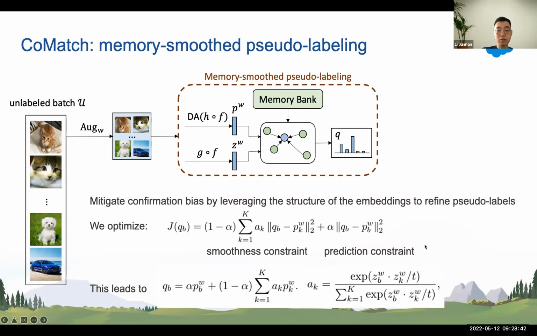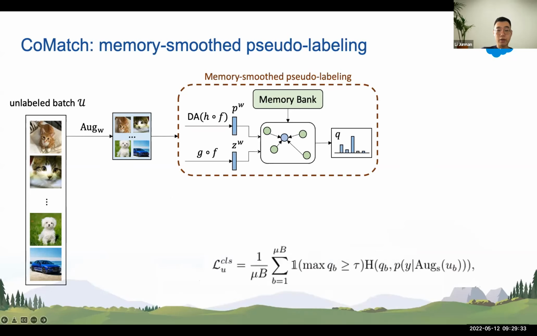And we also have a prediction constraint, which basically says that the final pseudo label Q should be close to the model's own prediction. So this is quite straightforward. And if we optimize this objective, what we have is basically this weighted combination. So Q is the final pseudo label, P is the model's prediction for this image, and the second term is a weighted average for all the neighbors in this memory bank. And by doing this, we are taking into account the structural information of the dataset to improve the pseudo label of this individual sample.